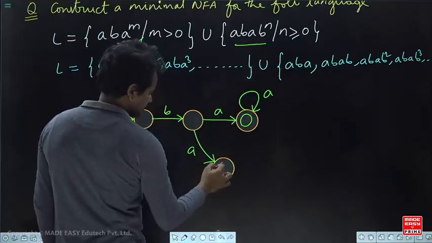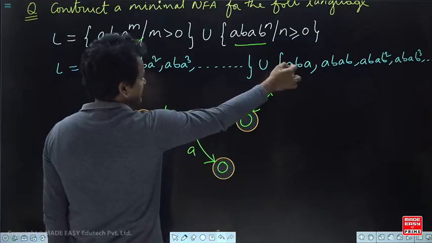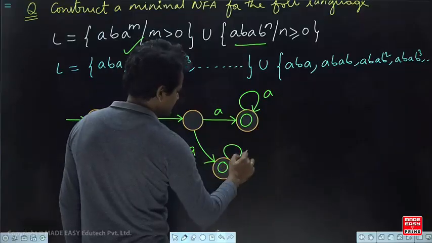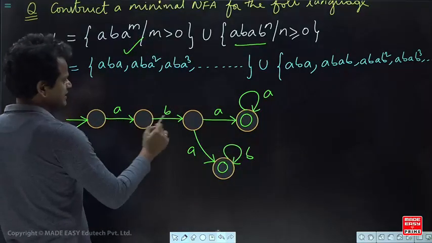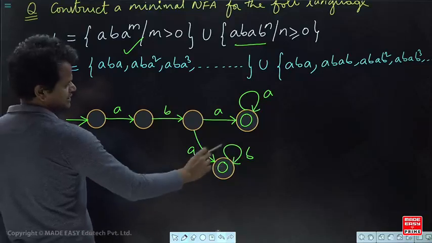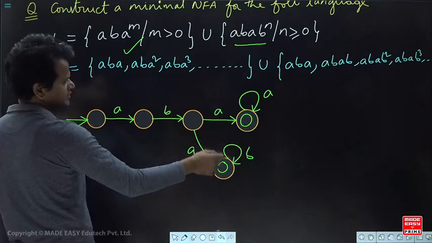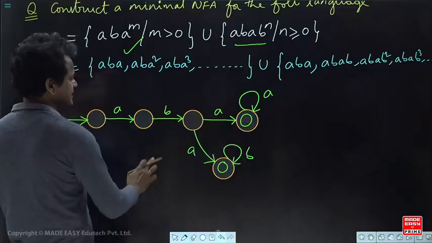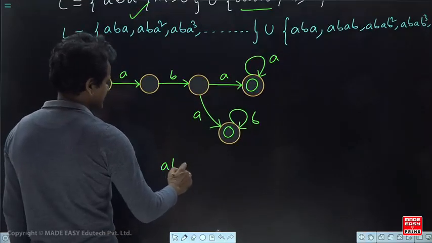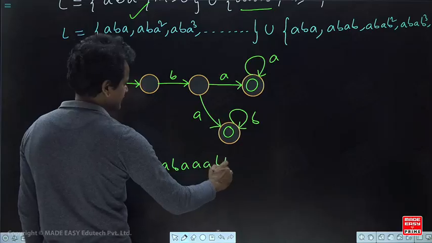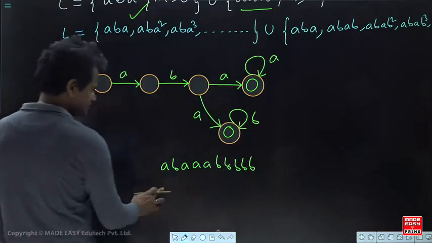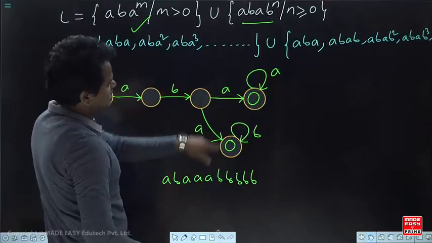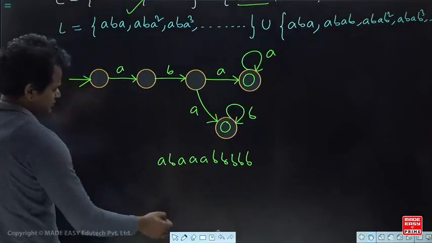The first part, the second part: first one a, b, a, and second string a, b, a, then any number of b's, 0 or more b's. a, b, a, then b power 1, b power 2, b power 3, b power 4. So this is for the second part, this is for the first part. If I take this string, a, b, a cube, b power 5, it is invalid. Neither does it belong to the first language nor the second language, so in neither way should it be accepted.